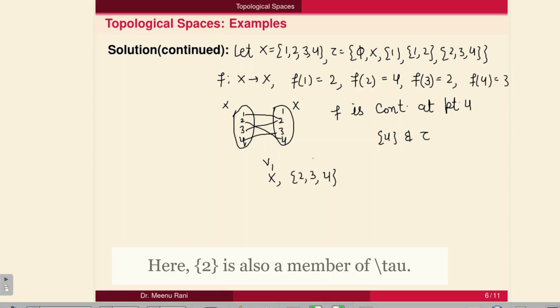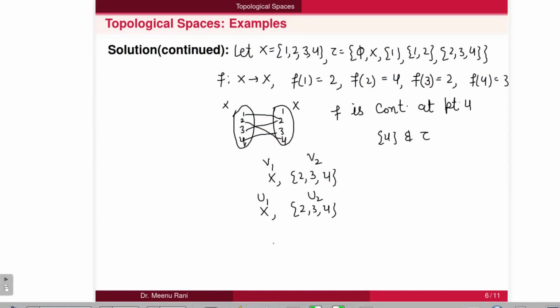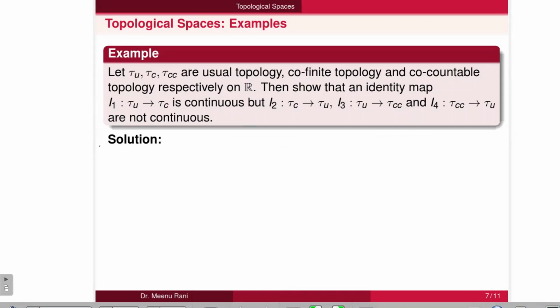Call them V1 and V2. Then there exists at least one open set in x that is containing 4. These are x and {2, 3, 4} itself. So we can call them U1 and U2. So it satisfies the condition f of U1 is contained in V1 and f of U2 is contained in V2. Thus we can say that f is continuous at 4.